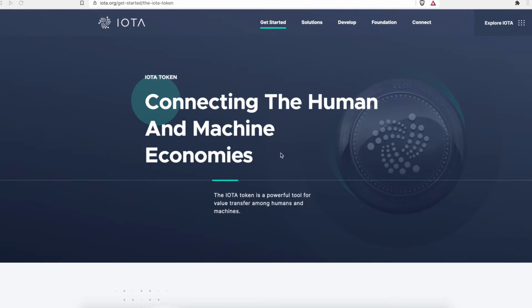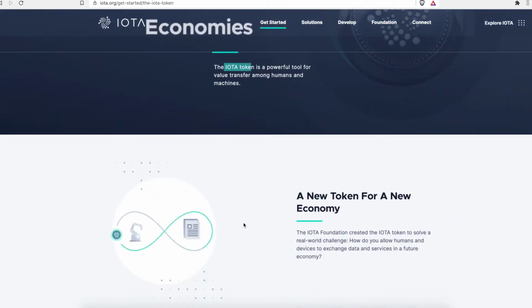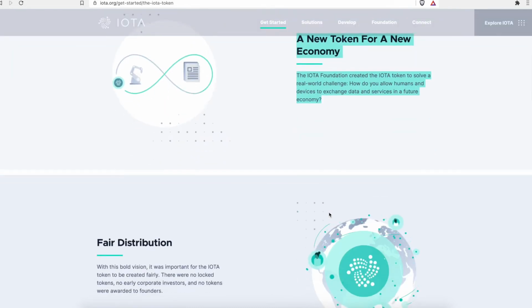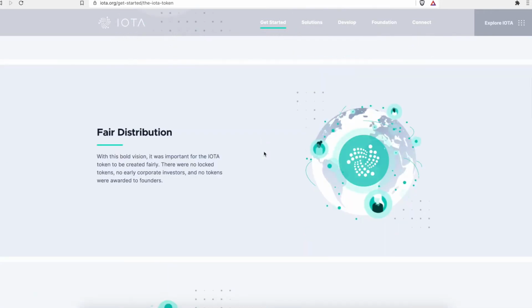So IOTA's claim is connecting the human and machine economies. IOTA stands for Internet of Things. So basically, it's looking to capitalize on the Internet of Things industry, a token for a new economy. It solves a real-world challenge: how do you allow humans and devices to exchange data and services in the future economy? It's really crazy technology.